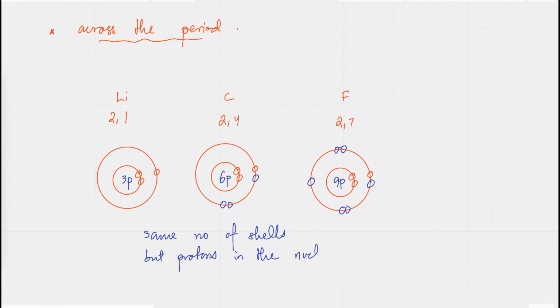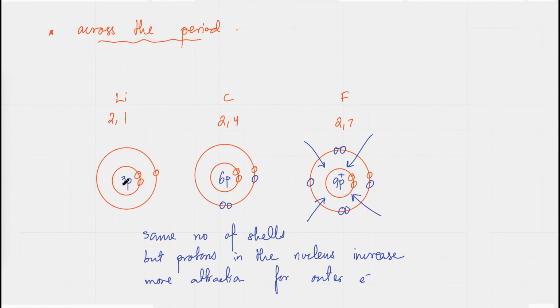So protons in the nucleus are constantly increasing, and when they increase, there's more attraction for outer electrons. Which is why fluorine, even though it has the same number of shells, but 9 protons, would be attracting these electrons with a lot more strength. There's going to be a lot more positive charge in the nucleus. Lithium has 3 protons, even though it has 1 electron, it's not attracting the electron very strongly. Is this clear? Yes.